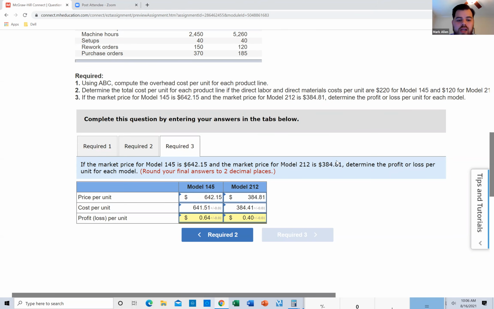If I'm the company, am I just super excited that I'm generating 64 cents of profit on model 145 and 40 cents on model 212? Probably not, right? I'm probably going to start looking for ways to increase the price on these. So maybe I realize that what I believe to be the market price isn't actually right, and competitors are selling a very similar product for 30% more than we are. Well, if that's the case, I can raise the price to be more in line with the market, and that would help some.